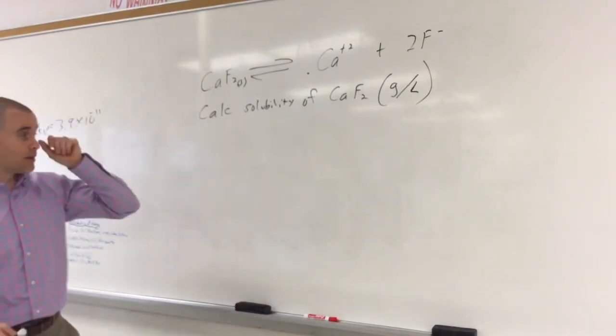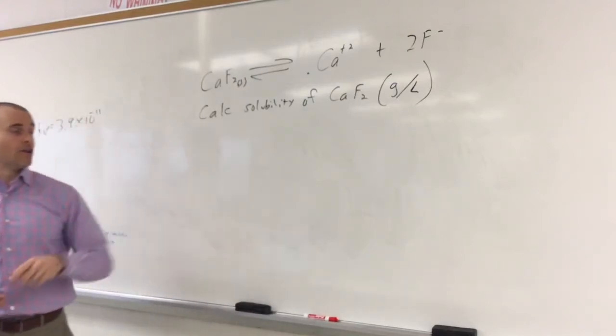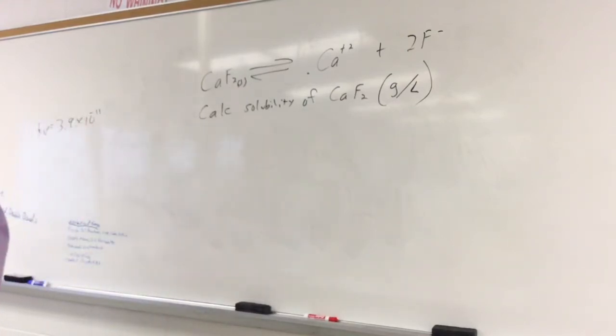You're going to set up an ice table and solve for X. This time I give you the KSP, and you're solving for X. I'm going to let you work for a couple minutes. The bell's probably going to ring, but that's all right. Same as the last problem, except this time you're solving for X. Last time you solved for KSP, this time it's the opposite.